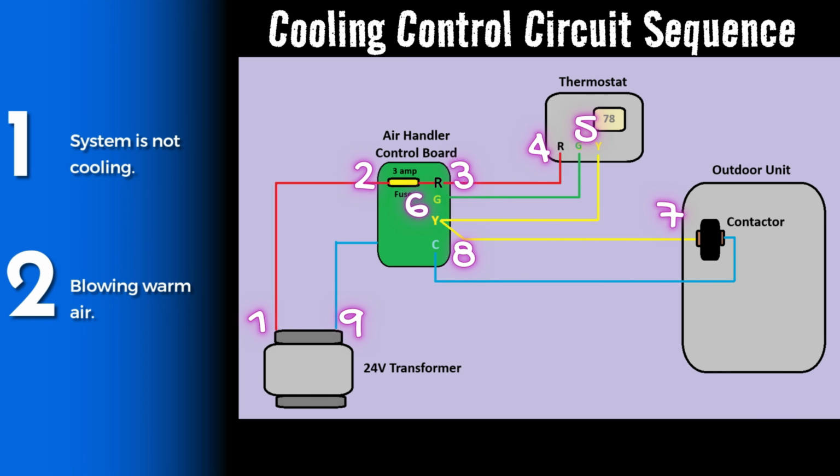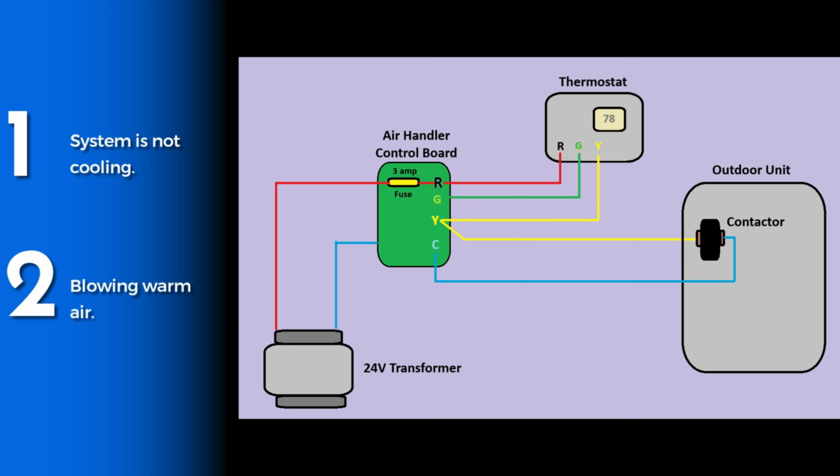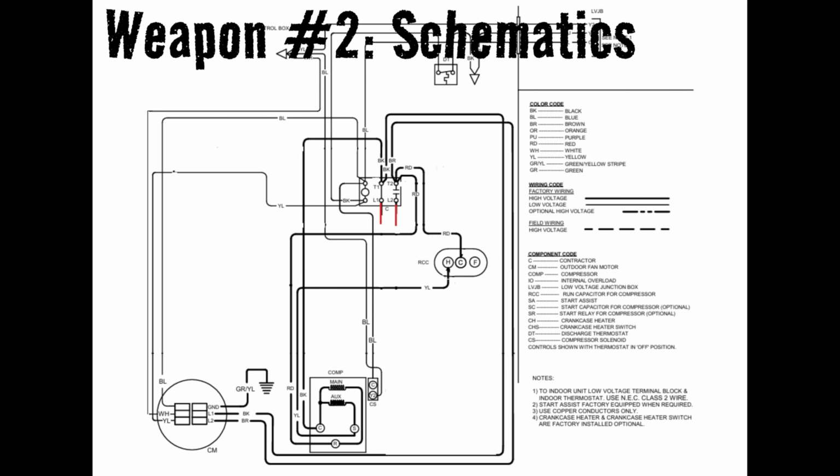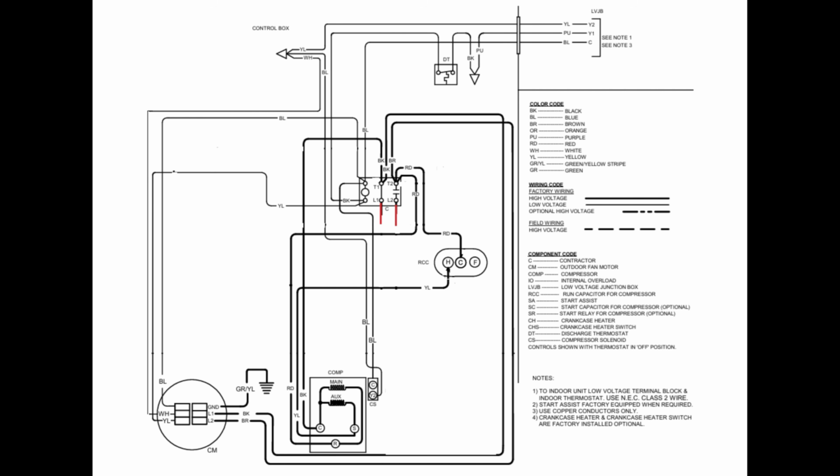So now you're ohming it out, or you're doing continuity tests and you're not finding any problems. And this is where schematics can really step in and save you from all this wild goose chasing and give you a definitive answer on what your next step should be. So here's a schematic you might typically find stuck on the inside of the electrical panel that we took off on the outdoor unit to see if our contactor was pulled in.